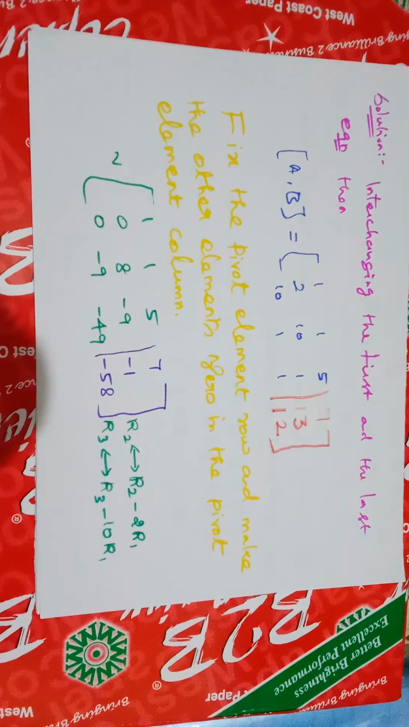Then the augmented matrix will become 1 1 5 7, 0 8 minus 9 minus 1, 0 minus 9 minus 49 minus 58. Okay, then we move to the next one.